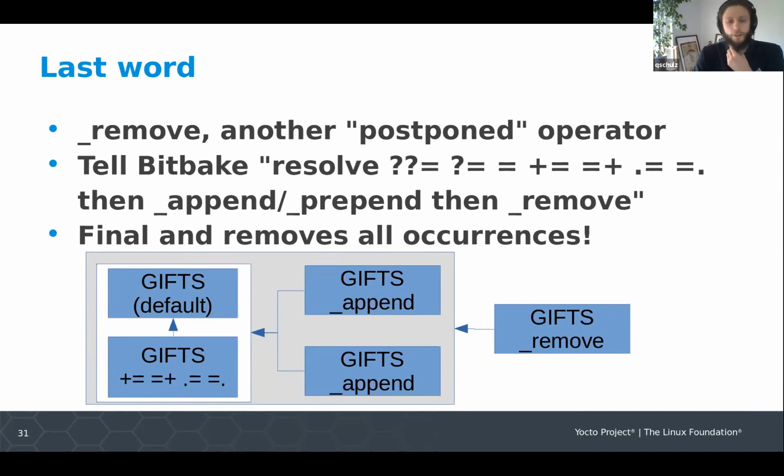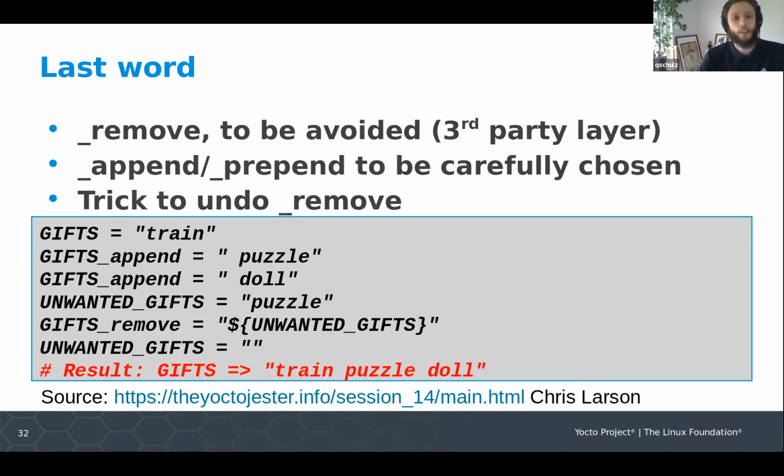And yeah, basically you have all the steps involved in the drawing. All right, and obviously since it is final, it is something that you really want to avoid as much as possible, and especially in third-party layers that you are sharing with the community, because it means that once anyone has your layer in their metadata, your remove is going to be applied for any build, and this is not nice. And this also means that you have to think twice before using _append and _prepend, because then the only way to undo this is to use remove, which you should be avoiding.